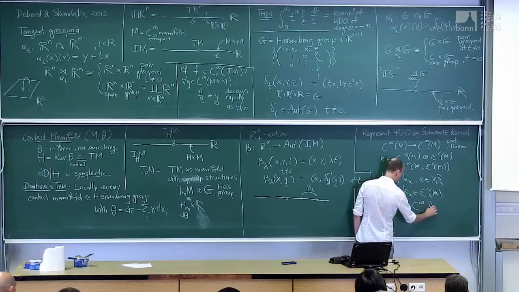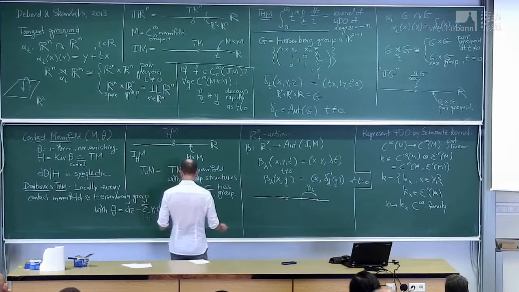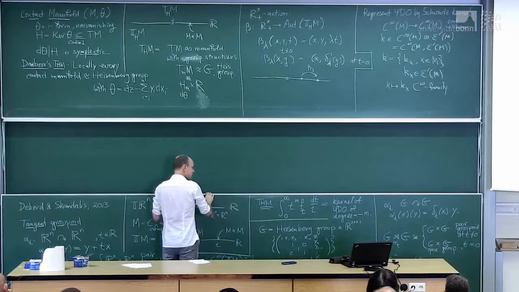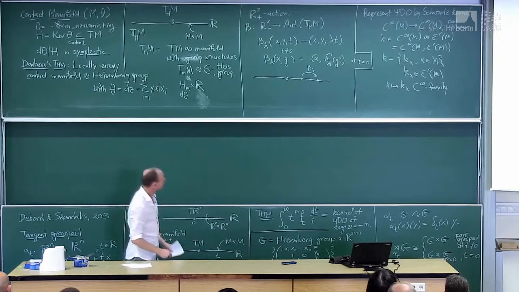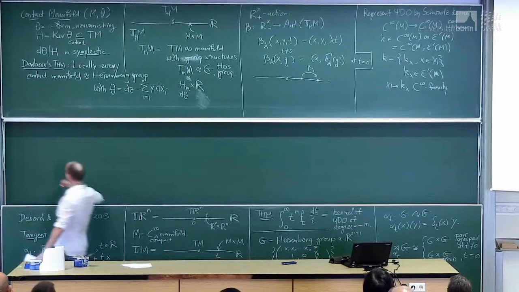After some thought on this way of looking at Schwarz kernels, I realized you can do the same thing on any Lie groupoid. So there, of course, the Lie groupoid is M cross M.